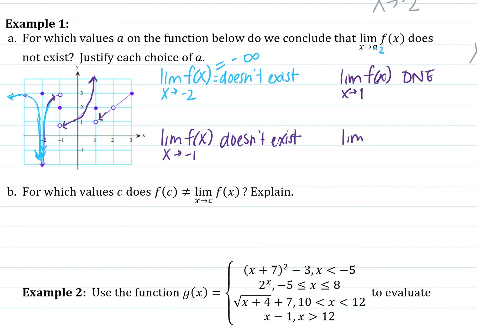And then finally, the limit of the function as x approaches 3 does not exist, since the function doesn't exist to the right of 3. So the right-handed limit doesn't exist.